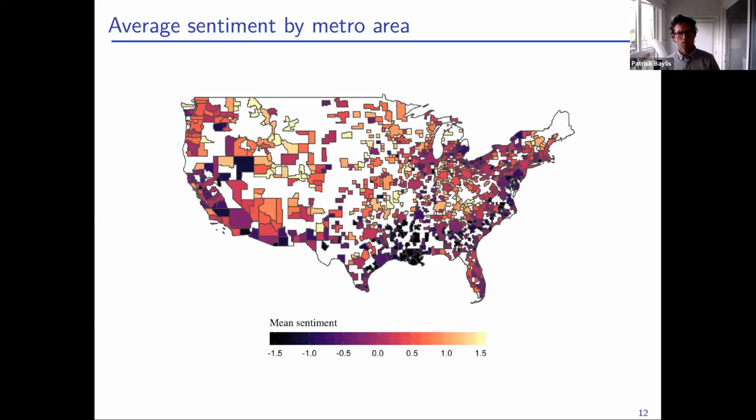In terms of sentiment, average sentiment has clear and interesting spatial patterns. It's a bit hard to see here, but the southern United States tends to have lower average sentiment. The middle west and the upper west have higher average sentiment. Urban areas tend to have higher average sentiment, and rural areas tend to have lower average sentiment.